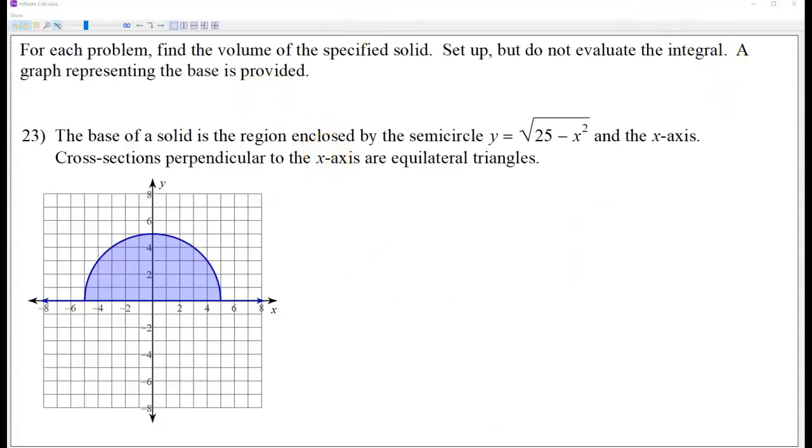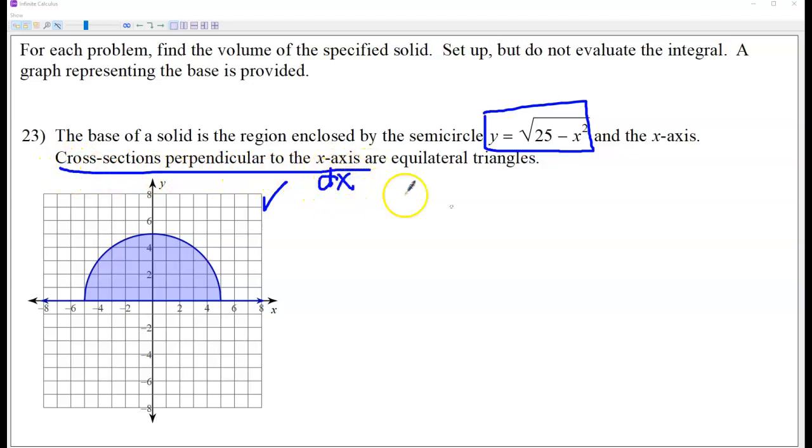So this one says the base of a solid is the region enclosed by this semicircle, which we've got a picture for right here, and the x-axis. It says that the cross sections are perpendicular to the x-axis, so we know that we're doing a dx problem. And we're also doing equilateral triangles, so that means we're going to be doing the radical 3/4 times the base squared formula. So there's a lot of good information to keep in mind. So step 1 is to find the base.